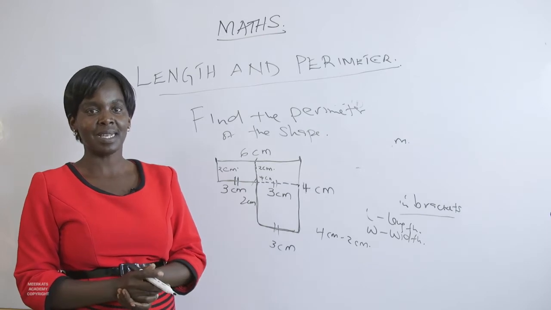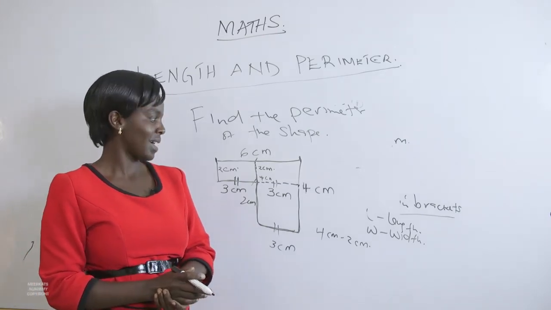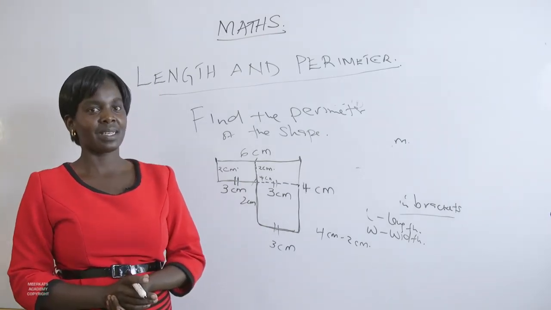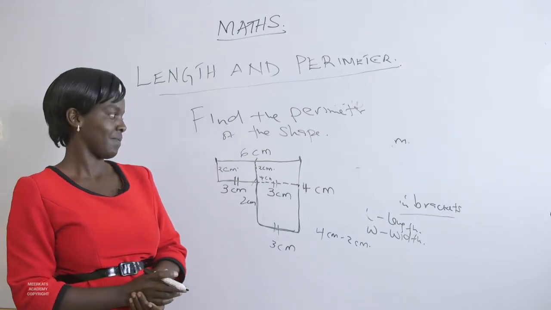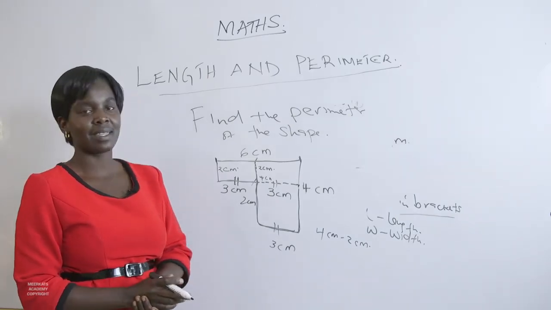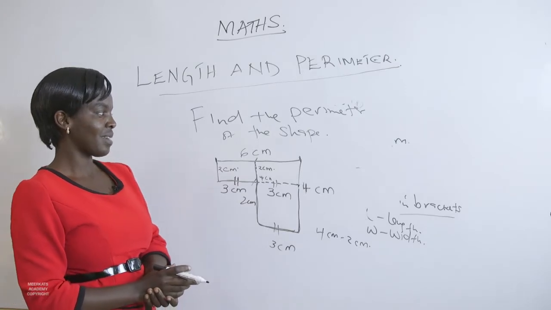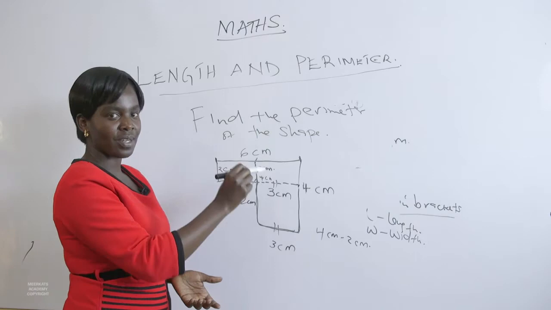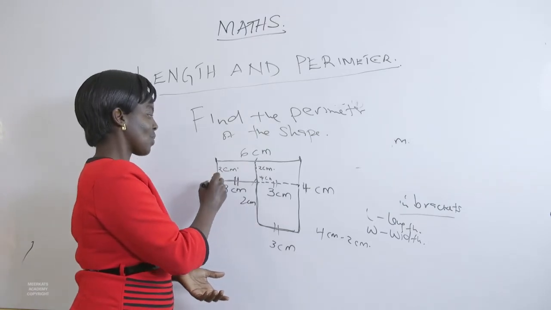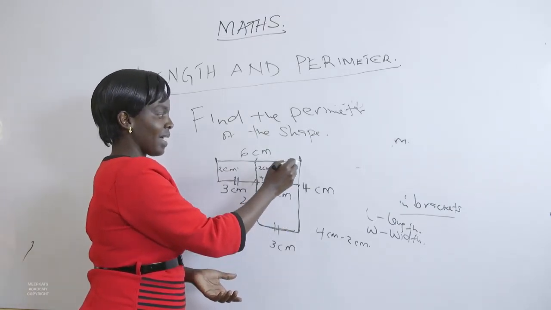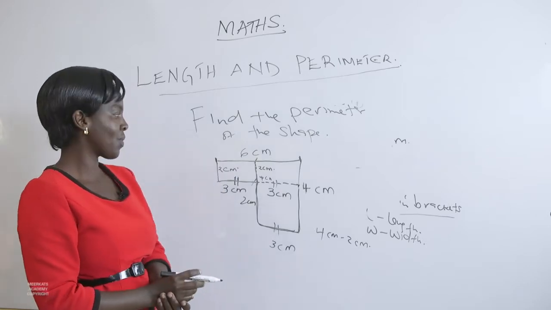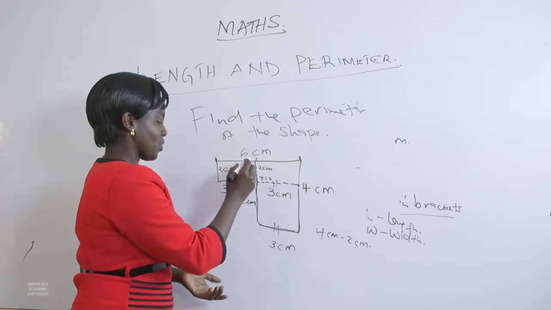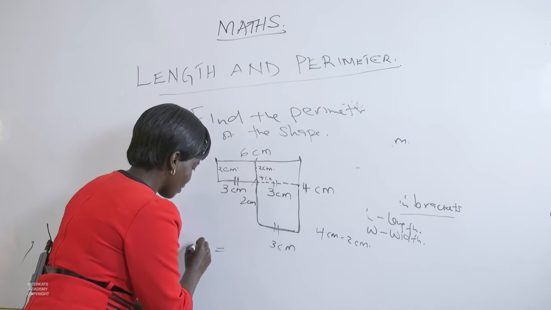So if we look at our figure, we now have all the sides, with the measurements of all the sides, and we can comfortably calculate the perimeter. So then how do we find the perimeter? We have said that perimeter is the distance all round. So for us to find the distance all round, we are supposed to add the measurement of all sides. This is what we will do.